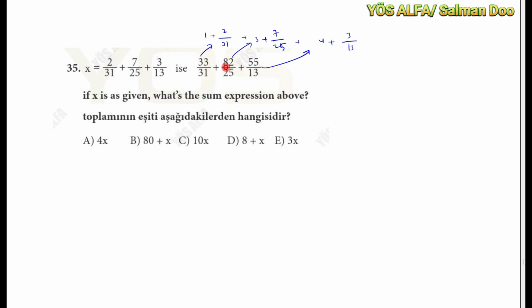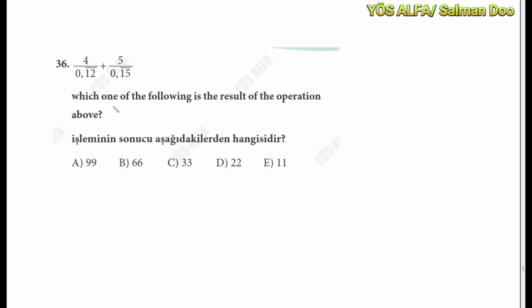So when we compare these two, we see that we have this 2 over 31, 7 over 25, and 3 over 13, which is x here. So we're going to be left with the summation of these three, which is 8, and what's left is x. So the answer is 8 plus x. It's D.